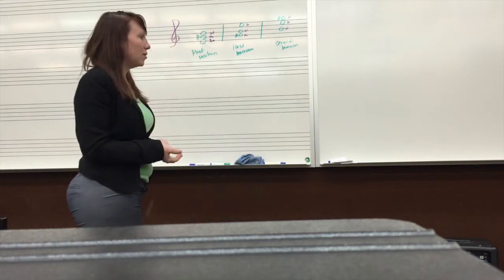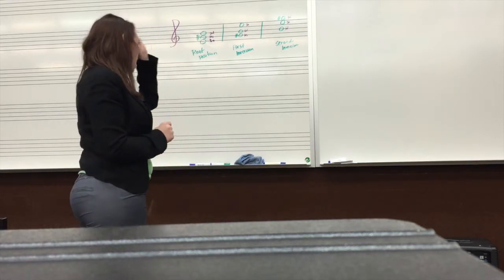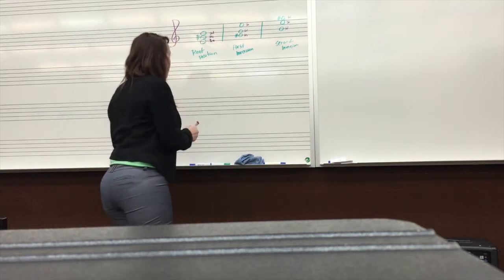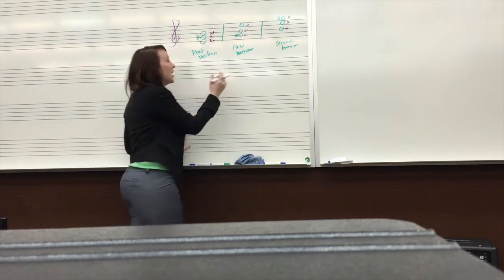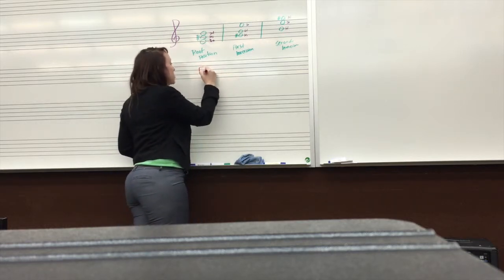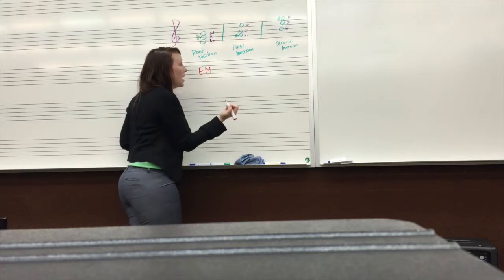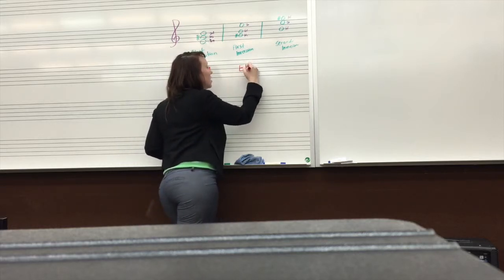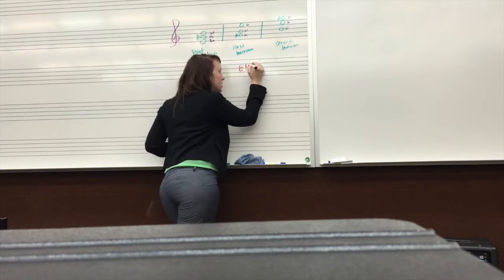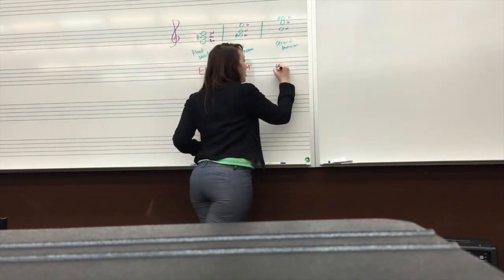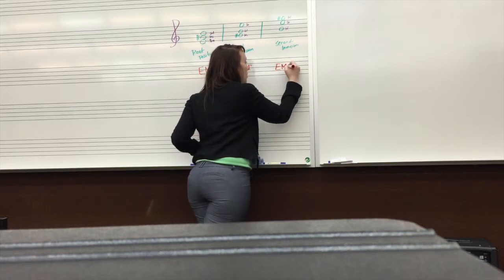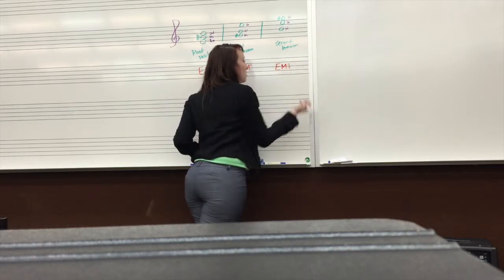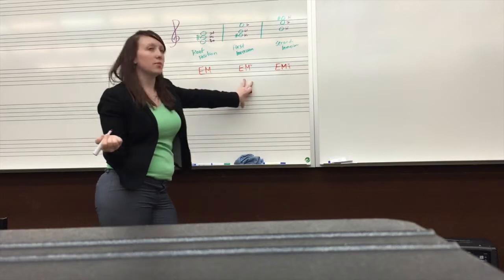And let's talk about the symbols that go with each inversion. A root position triad, as we talked about, an E major triad, you would have E, big M. With first inversion, you're going to have a big E, a big M with a 6. And a second inversion, you're going to have a big E, a big M, and a 6, 4. These are really, really important to remember.